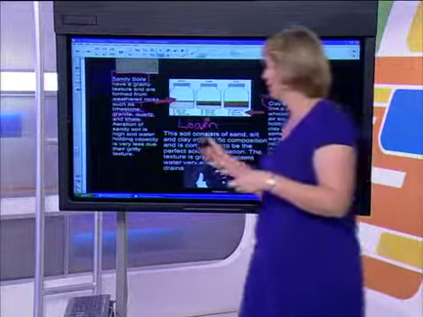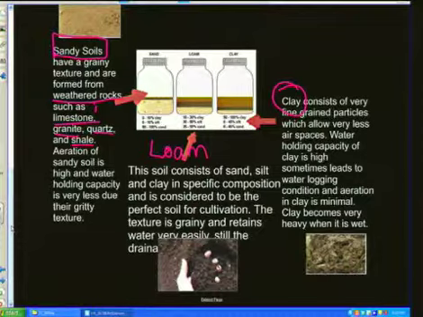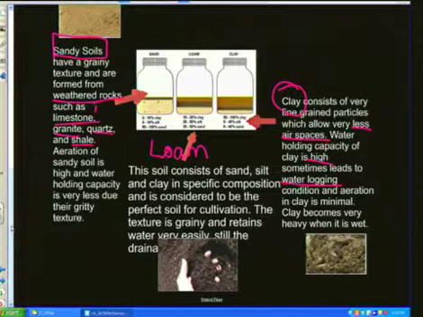Very fine granules. Sandy soil had grain, what they call grainy granules. Clay is fine granules. Less air spaces. Water holding capacity is high. Sometimes it leads to waterlogging, which means that the water doesn't drain away and it gets all soggy and the water just collects. Aeration is minimal. And clay becomes very heavy when it's wet. It doesn't sound like it's the nicest place to grow if you're a plant.